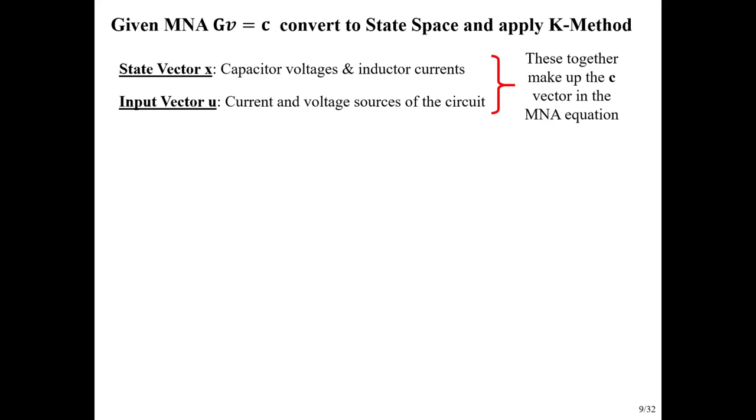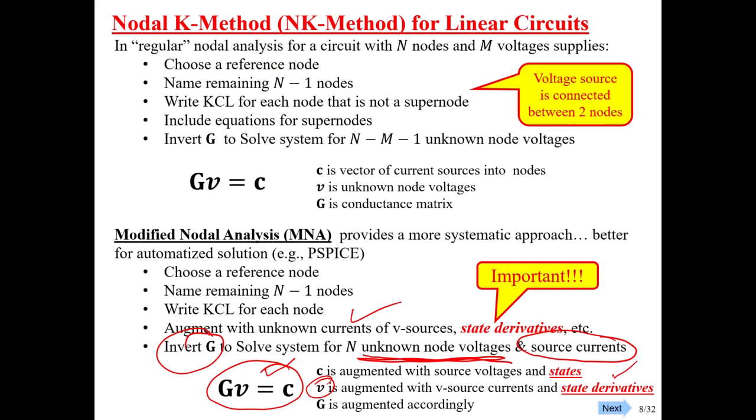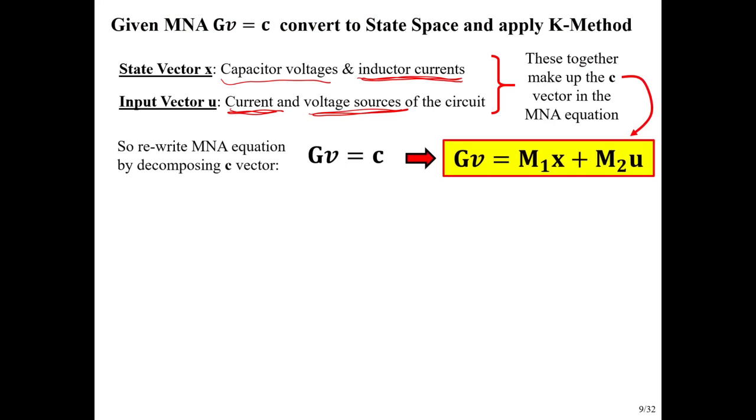So our state vector X, remember, is going to include capacitor voltages and inductor currents. And the input vector will be current sources and voltage sources. So remember, those things are going to be in C, right? C was current sources and now also has source voltages and states. So if we put current sources and voltage sources all into one place and we put the states into another vector, then we have this form.